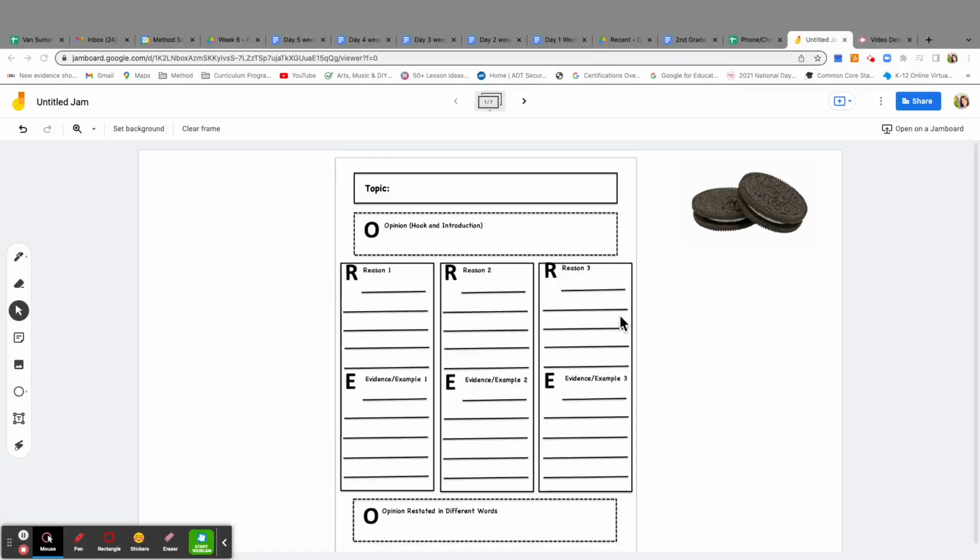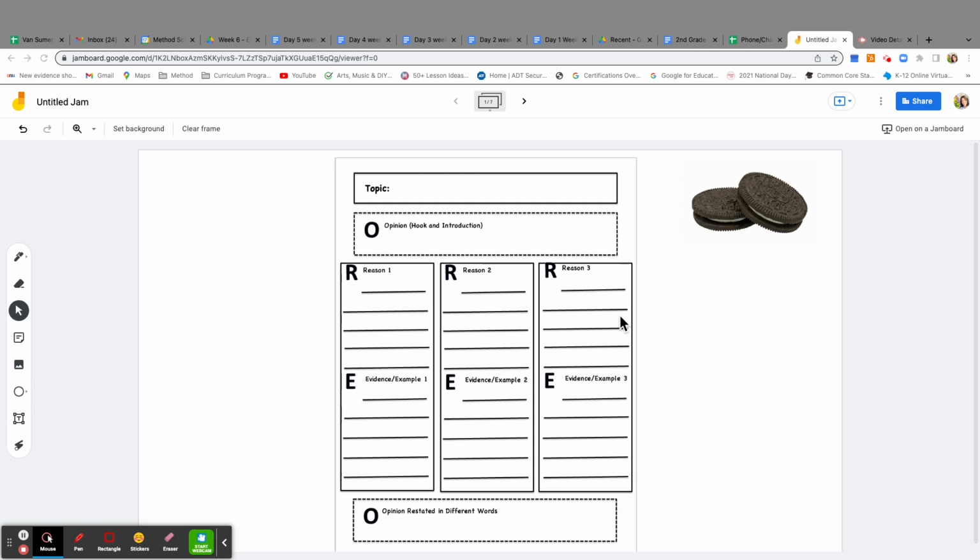Hello, second grade. This week you are reading Sit In, Four Friends Stood Up by Sitting Down. This week in writing, we will be using the Oreo method to write an opinion on whether or not you think it is a good idea to have a sit in and stand up for yourself.